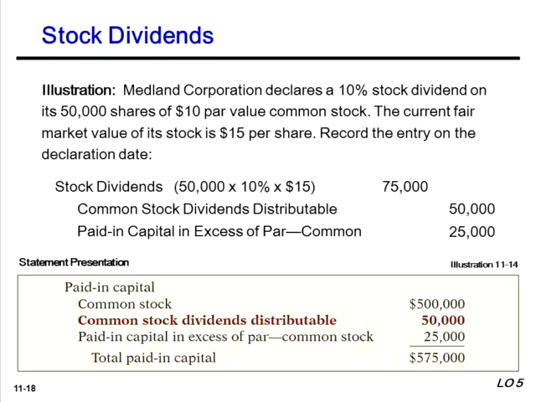There's a debit to stock dividends. Once again, if we take the 50,000 shares multiplied by 10%, that gives us 5,000 shares. The market value is $15. We're valuing the dividend at the fair market value. So we're debiting stock dividends for $75,000.